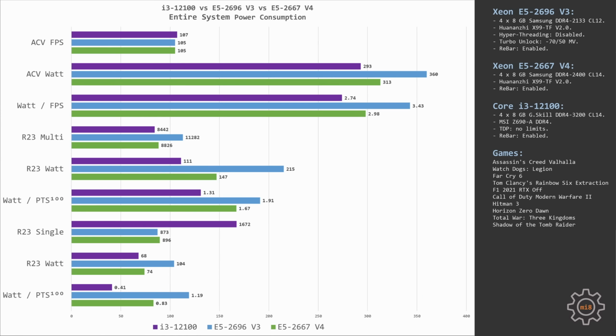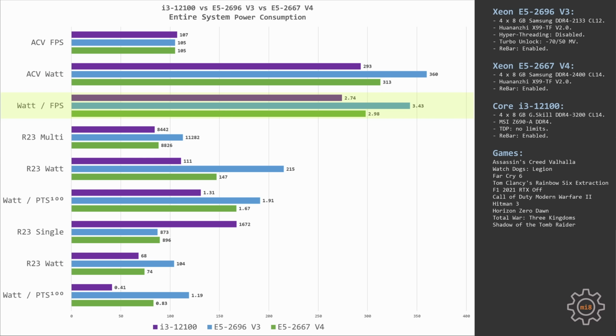85-129 FPS. Of course, I have also tested the system power consumption, and for this test I use Assassin's Creed Valhalla benchmark as usual. Under this test, the entire system with Core i3 CPU consumes about 293 watts. Under the same test, the system with E5-2696 V3 consumes about 360 watts, and the system with E5-2667 V4 consumes about 313 watts. As expected, Core i3 is the most efficient and Xeon E5 V3 is the least efficient.